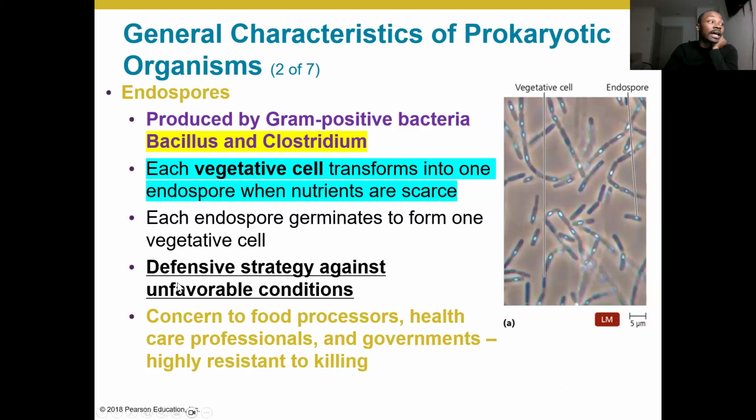But of course, these endospores are a concern to food processors, healthcare professionals, and governments because they are highly resistant to killing. Okay? It's really hard to kill these endospores. That's why we use an autoclave: high temperature, high pressure.